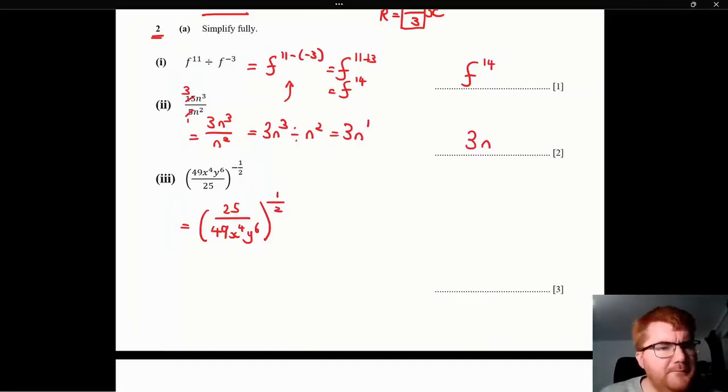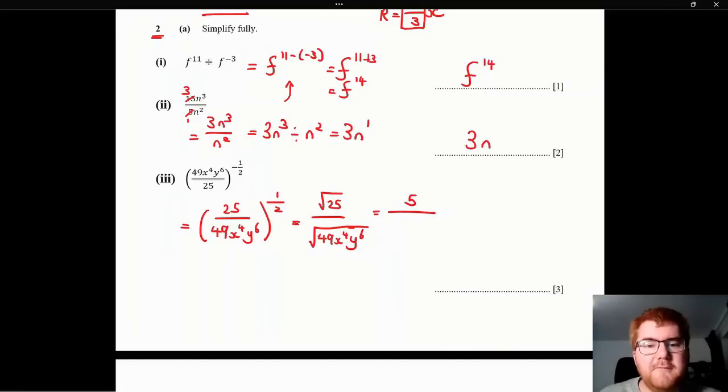And now remember, the power of a half means the square root. So we want the square root of the top, and we want the square root of the bottom as well. So careful with our square rooting here. The square root of 25 is equal to 5. The square root of 49 is 7. Now this is where we have to be careful.